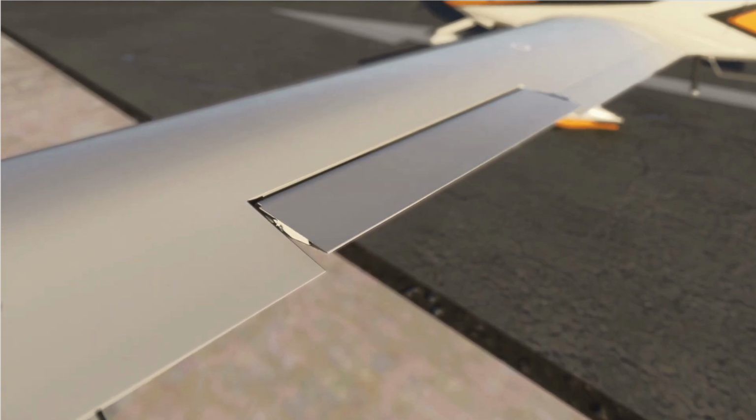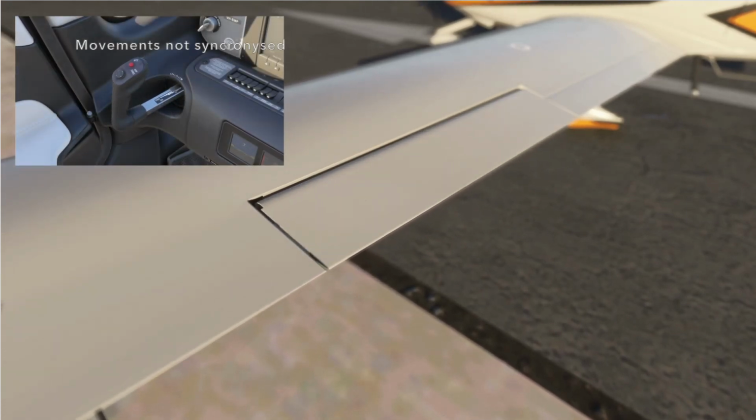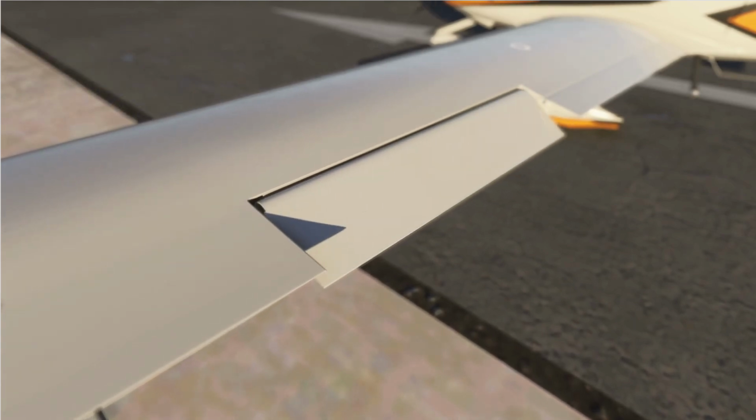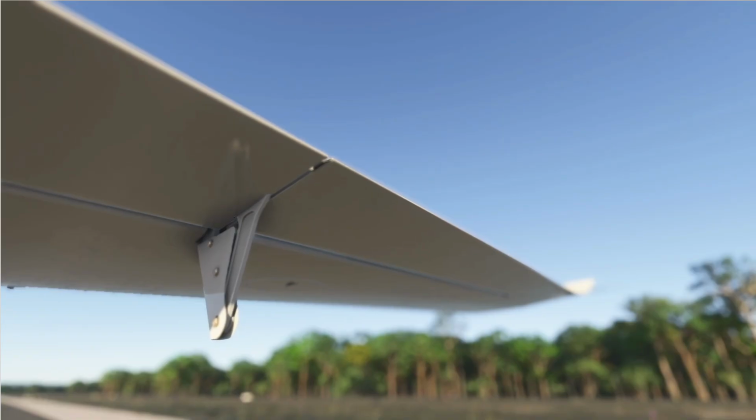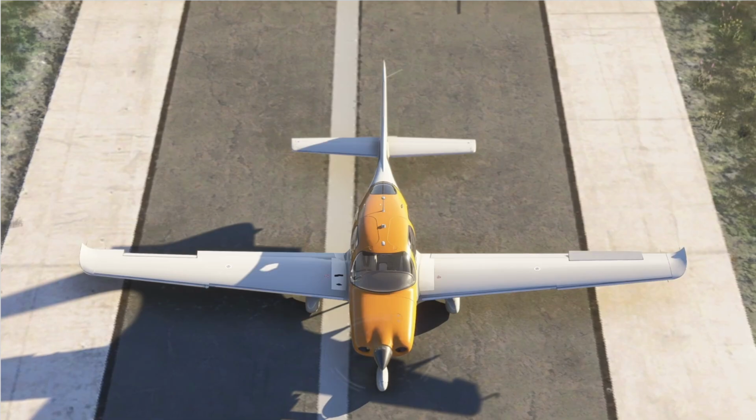When the pilot moves the control yoke or stick to the left, the left aileron moves up and the right aileron moves down. This decreases lift on the left wing and increases lift on the right wing, causing the aircraft to roll left.